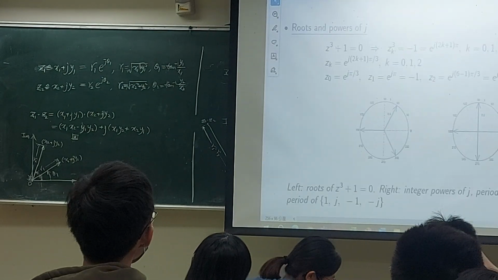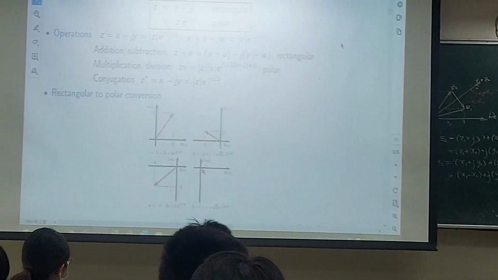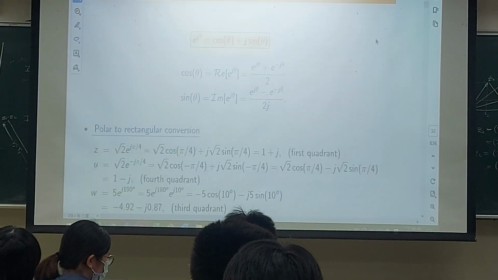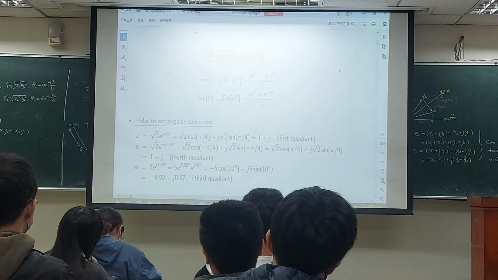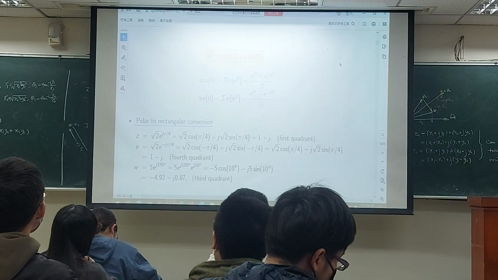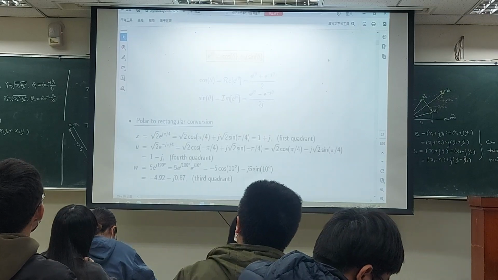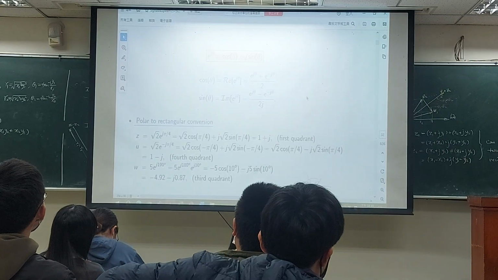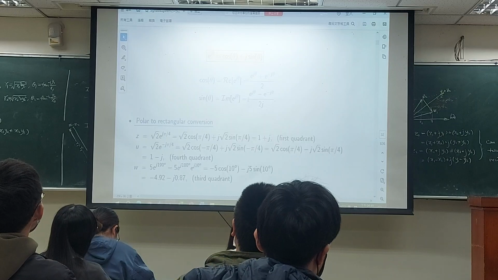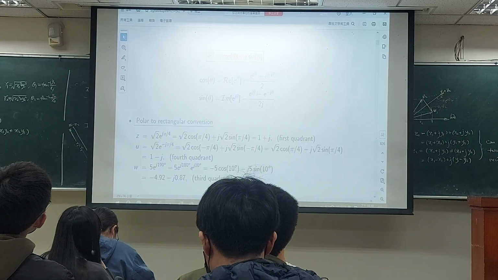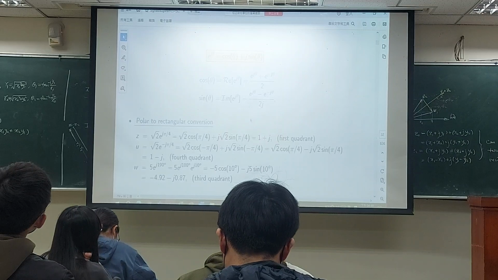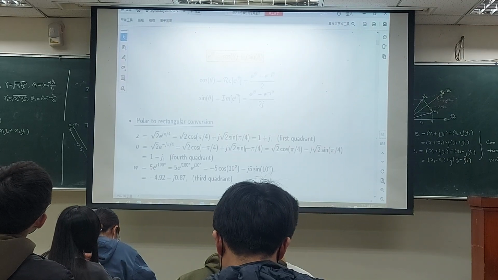Before we look at the phasor, there are some preliminaries. If you look at the lecture notes, there are the identities: cosine theta equals 1/2 times (e to the j theta plus e to the negative j theta), and sine theta equals the imaginary part of e to the j theta, which also equals 1/2j times (e to the j theta minus e to the negative j theta). And also some other examples here.